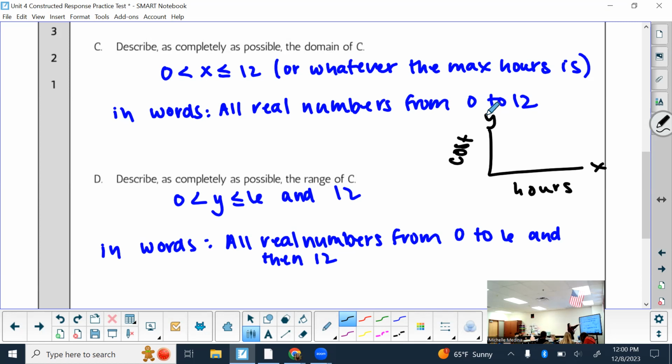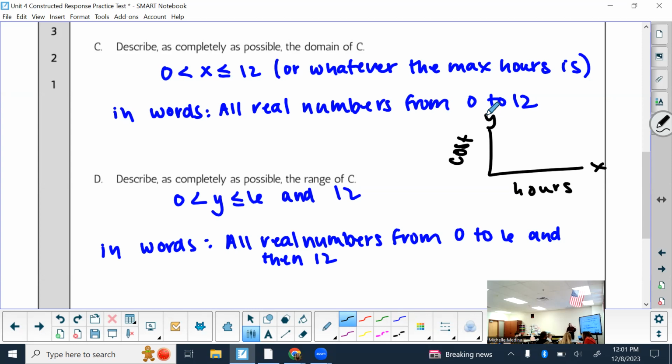And the reason why I wrote it like this, so don't just copy it without listening, make sure you listen too. The reason I wrote it like this is because could I have a fraction of an hour? Could I have minutes, seconds, right? So it's not like the dog is there for just an hour and never a minute or second over that. So I can do all the values from 0 to 12, or all real numbers from 0 to 12. If you did it in words, I would accept it too, as long as you use the right words.